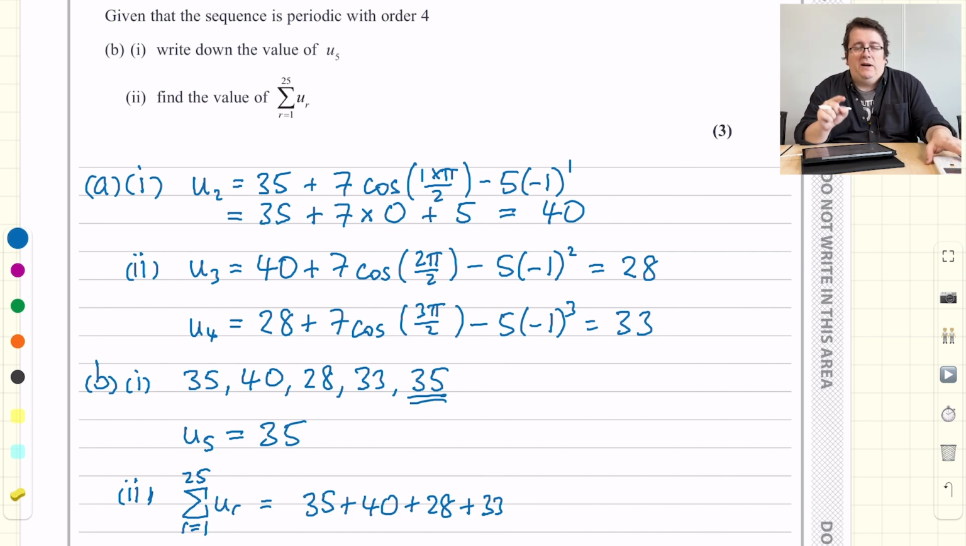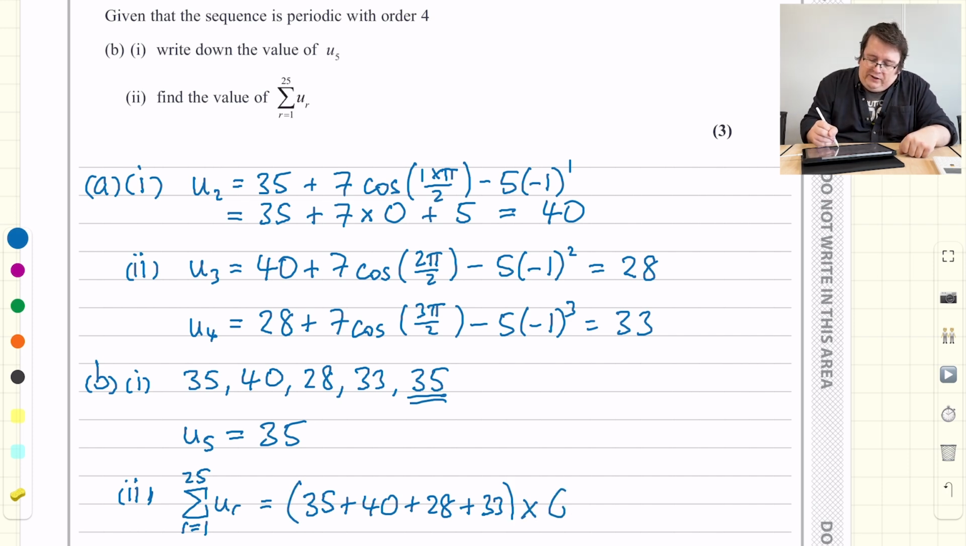Well, because we're going from 1 to 25 terms, those 4 will repeat 6 times. 4 6s are 24. So we'll have that 6 times, but 4 lots of 6 is 24, so we've got that 1 left over, so the next term of the sequence would have been 35.